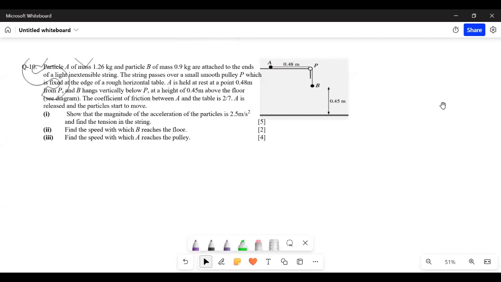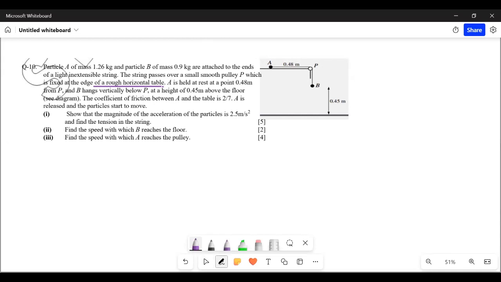Question number 10 of the worksheet, connected particles. Particle A of mass 1.26 kg and particle B of mass 0.9 kg are attached to ends of a light inextensible string. The string passes over a small smooth pulley P, which is fixed to the edge of a rough horizontal table. Okay, so the table is rough, meaning there's going to be friction, either just force of friction, or if they talk about coefficient of friction, then we're going to break it into mu R.